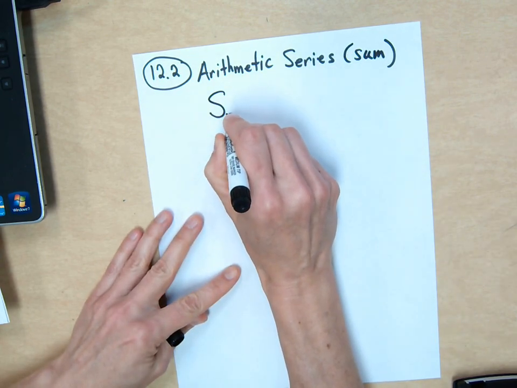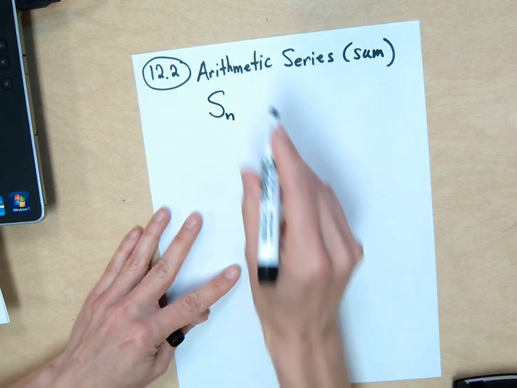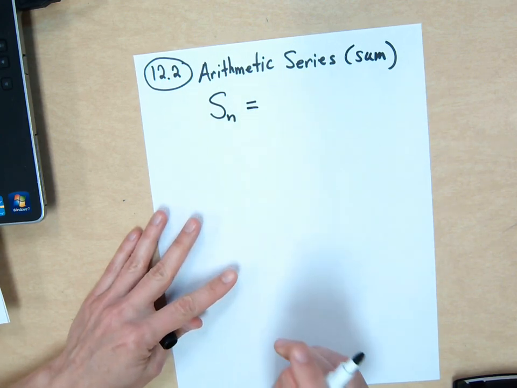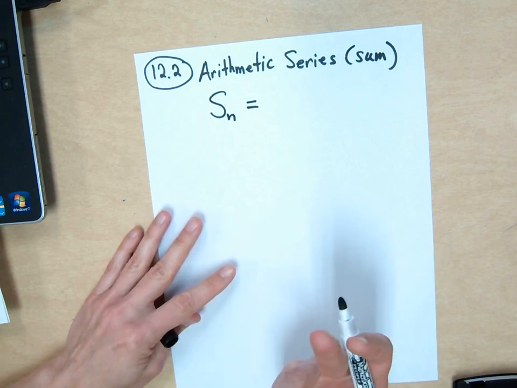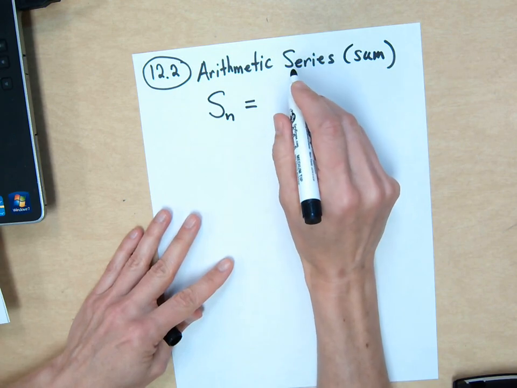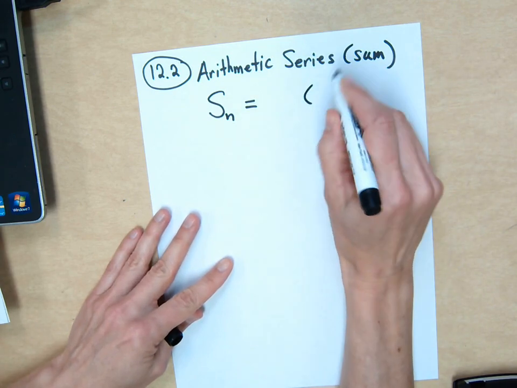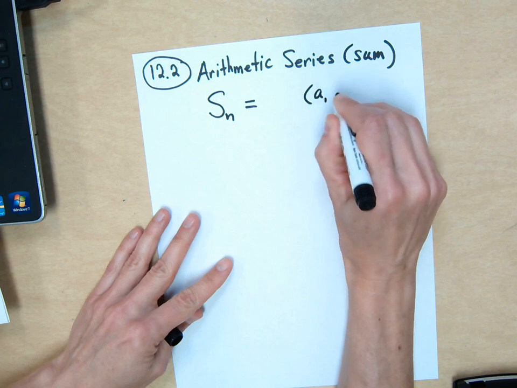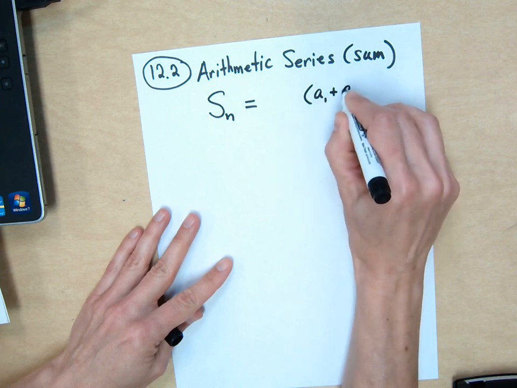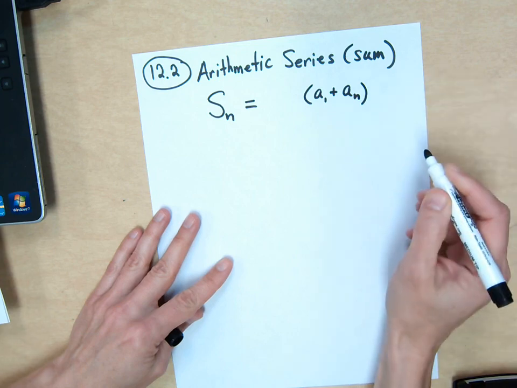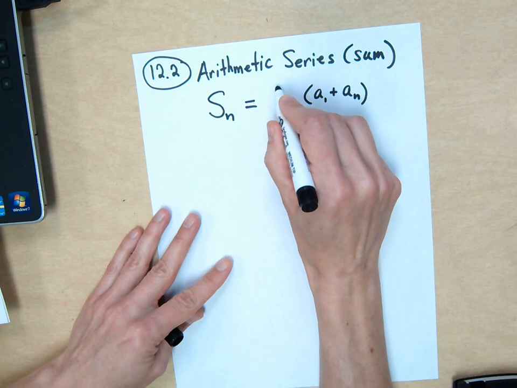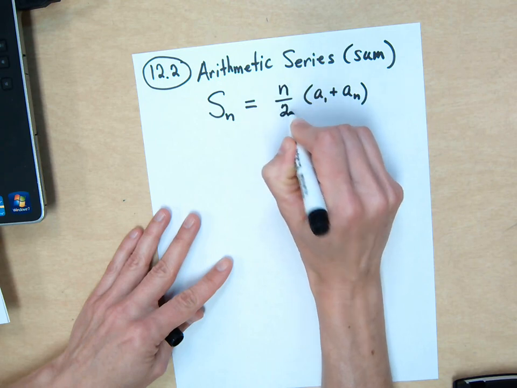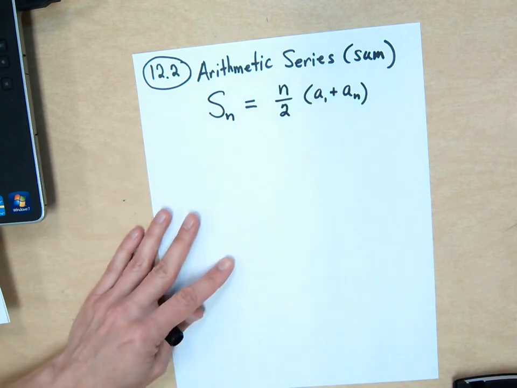So the sum of the first n terms in a series is equal to... And this comes from the Gauss story of, remember he wanted to add the numbers 1 through 100. So what did he do? Well, he paired up the first term and the last term, right? So he did a sub 1, first term, plus the last term, a sub n. And then he just multiplied by 50, so the number of terms divided by 2. And that gives you the sum of the numbers 1 through 100 quickly. And that is the formula.